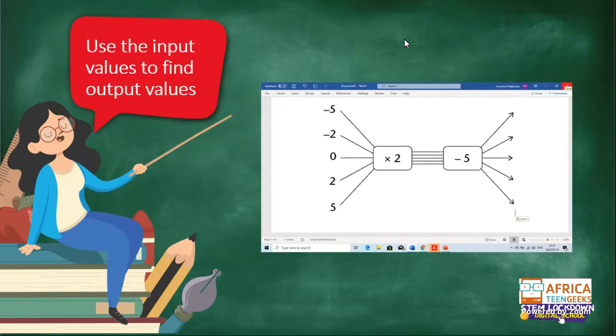So 5 times 2 is 10, and 10 minus 5 will give us 5. So your output in this case will be 5. So always remember, if there's a learner who does not understand how we got 5 as the output value there, we have used 5 as the input value, and then we have also used the rule. The rule says you multiply 5 by 2 to get 10, and then you subtract 5 to get 5. So 10 minus 5 will definitely give you 5. So yes, we have used the rule. We have also used the input values.